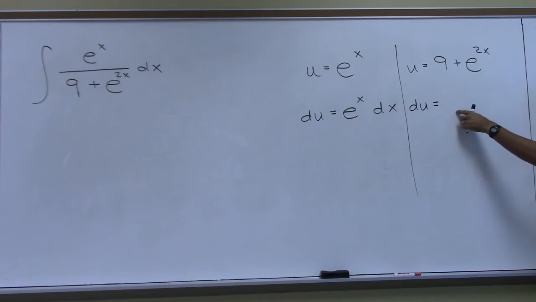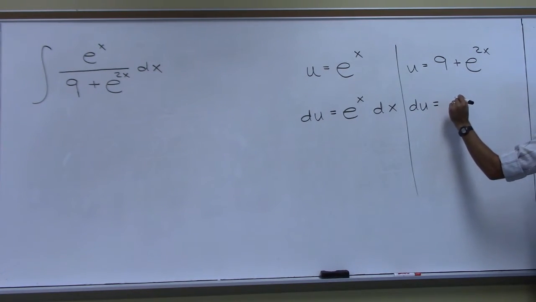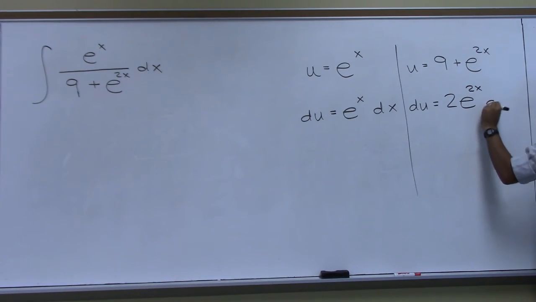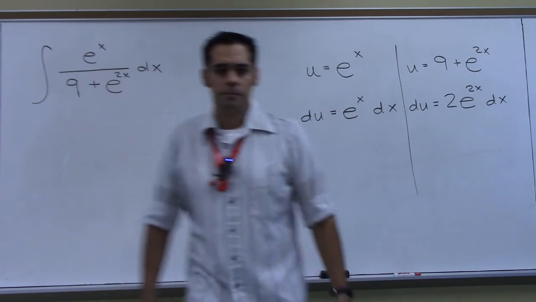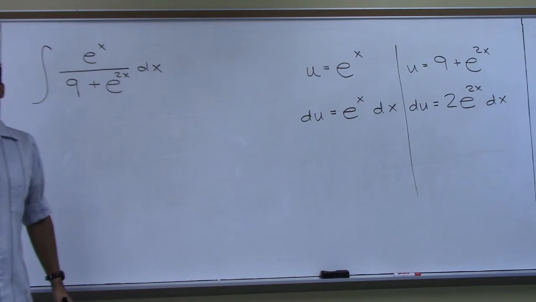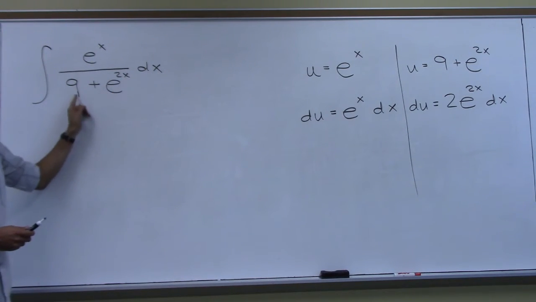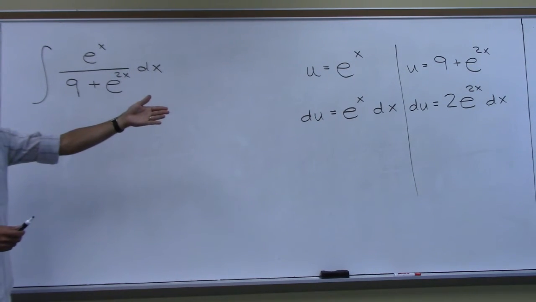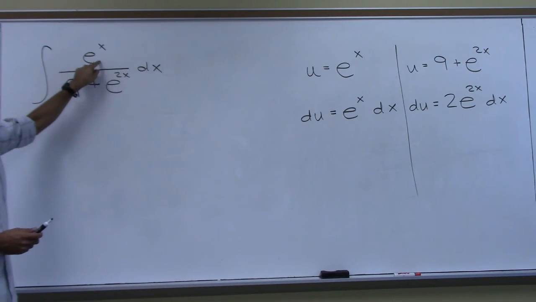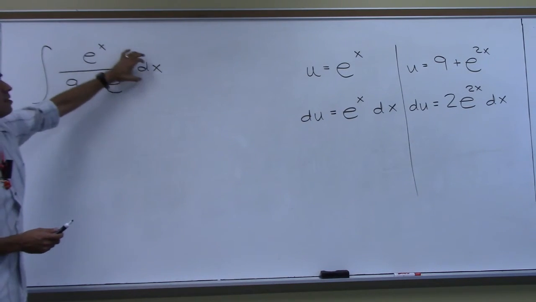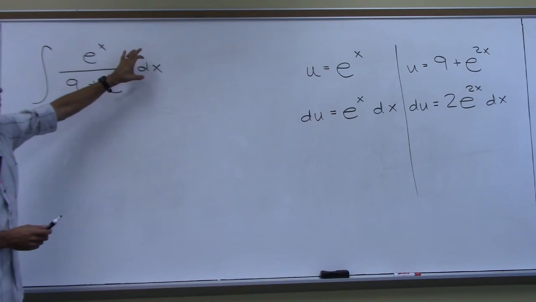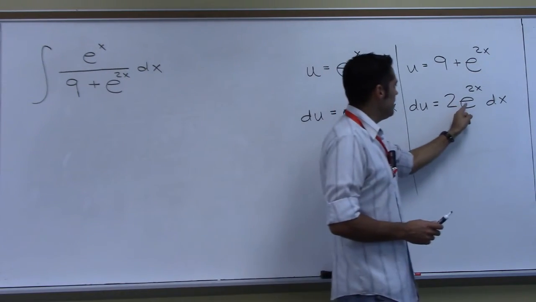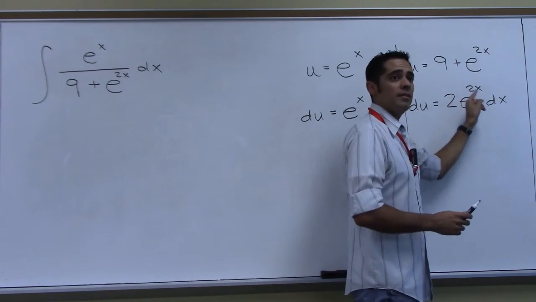Okay, let's look at its derivative. The derivative of 9 is 0. What's the derivative of e to the 2x? e to the 2x times 2, because of the chain rule, right? Okay, so if that whole thing is u, do you see its derivative anywhere? I see e to the x dx. That can be slid out, can it? But I don't have e to the x dx. I have e to the 2x dx.